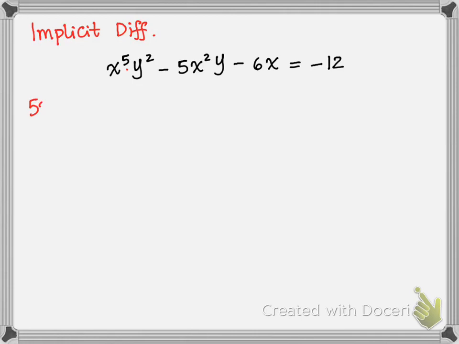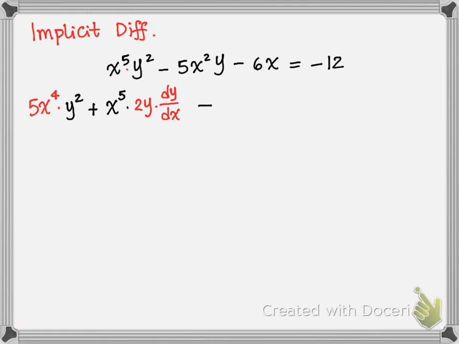So what is the derivative of x to the fifth power? It is 5x to the fourth power times the second term, so it's y squared, plus x to the fifth power times the derivative of y squared. So now you need to be careful. It is 2y, but then it is a function of x, so you get dy over dx because of the chain rule, okay?